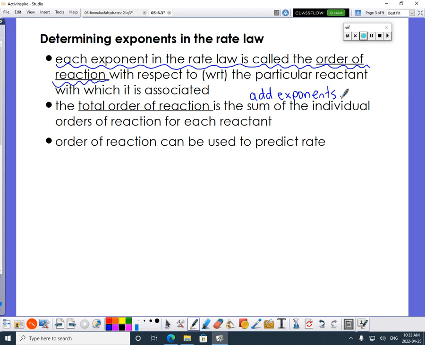You can do mathematical questions with these: find the exponents, calculate the K, add the exponents together to get the total order of reaction, and you can use the exponents to predict the rate. If I change the concentration of reactant A, how does that affect overall rate, etc. So that's what we'll do first. And then we'll look at the larger chart questions.